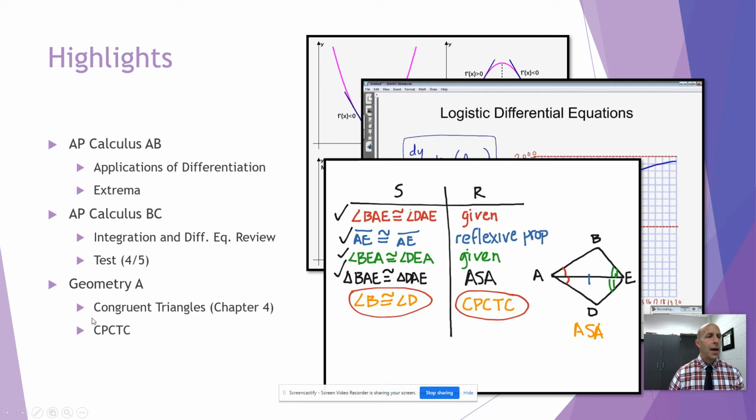And then the last concept we hit was something called CPCTC, which is basically the formal definition of congruent triangles. It stands for corresponding parts of congruent triangles are congruent. So if I wanted to prove that angle B was congruent to angle D, I would first prove that the two triangles are congruent, and then I would use CPCTC to conclude that angle B is congruent to angle D.